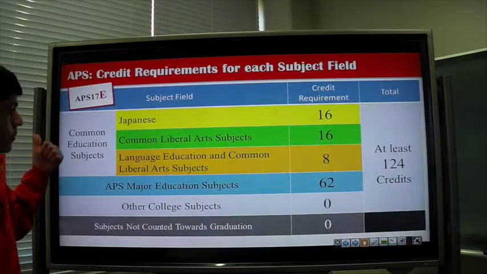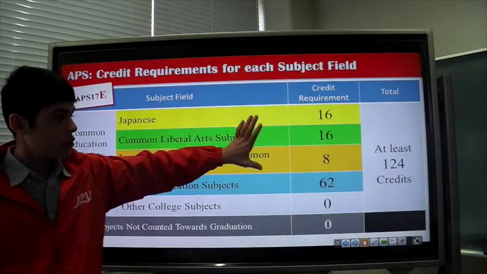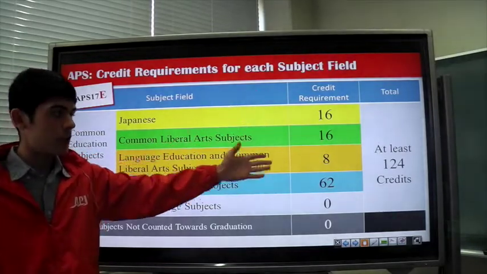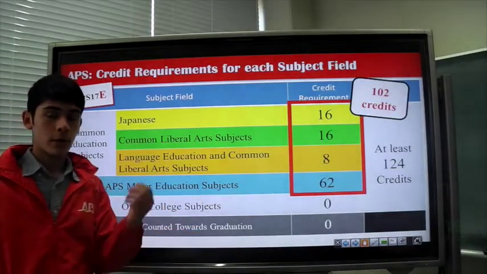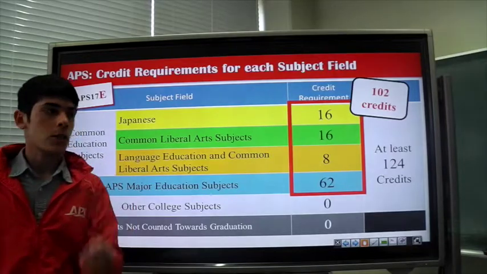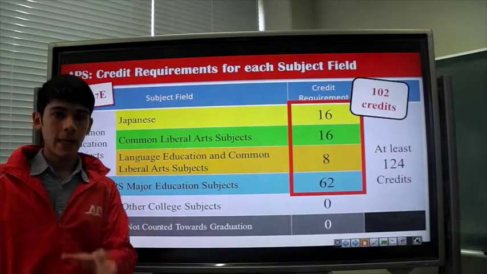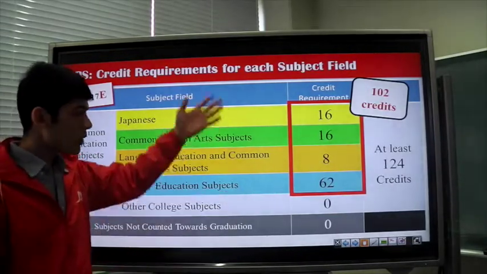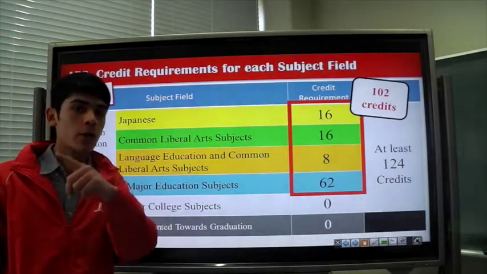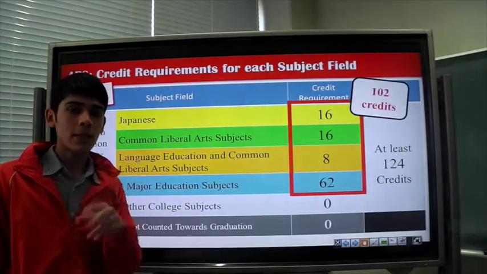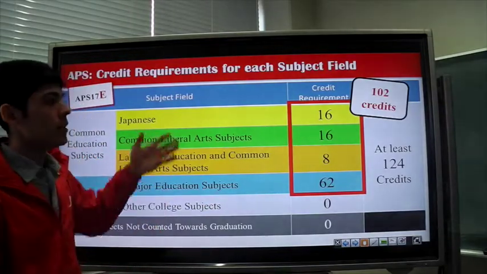So here it's almost finished, but I want you to look at this graph. The number of total credits, as you can see here, is 102. What does it mean? The university has already decided 102 credits from which subject fields the student must take. So after you finish all your required credits, 102 credits, the total number should still be 124. So the remaining 22 credits are kind of free. You must complete them, but it doesn't matter which area you are taking.